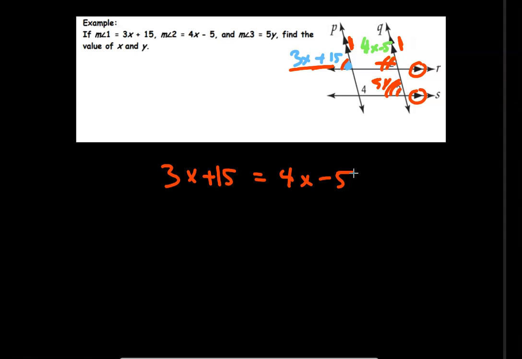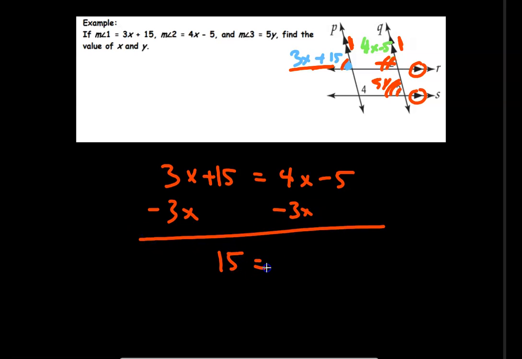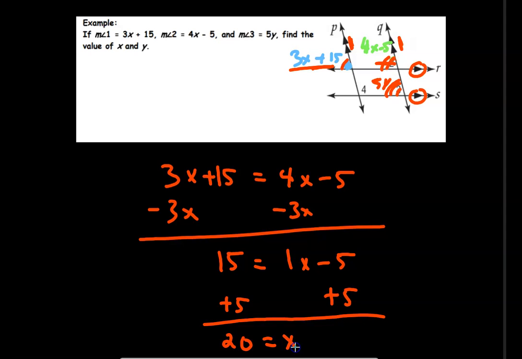If I solve this, I'm going to keep my variable positive, so I'm going to subtract 3x from both sides, and I will get 15 equals 1x subtract 5. Add 5 over, so 20 equals x. So x has got to be 20. All right, I might need that later. So x is 20. And then from there, they said find y.